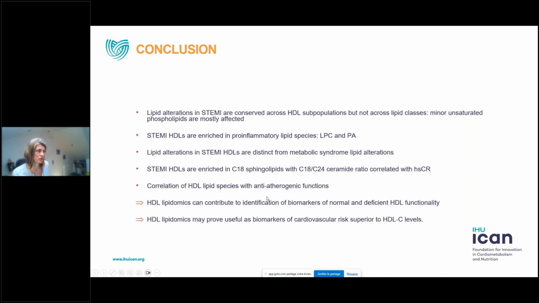So altogether, this is telling us that the HDL lipidome could contribute to the identification of biomarkers for normal and deficient HDL function, and that it can also prove useful as biomarkers of cardiovascular risk, and could be superior to the currently used HDL cholesterol levels.